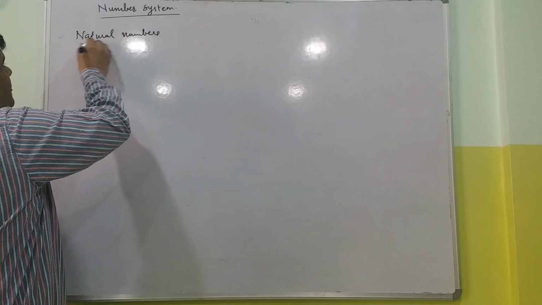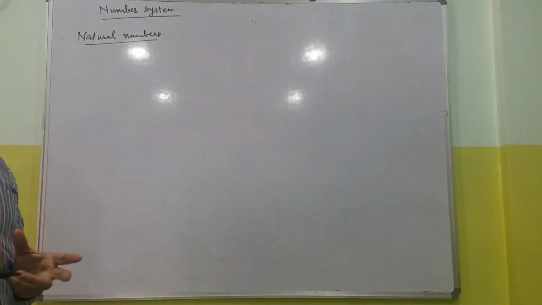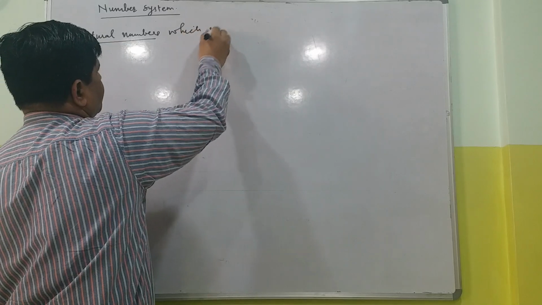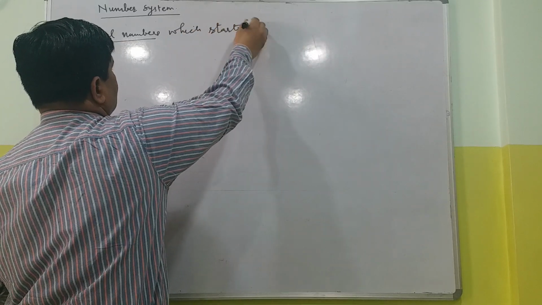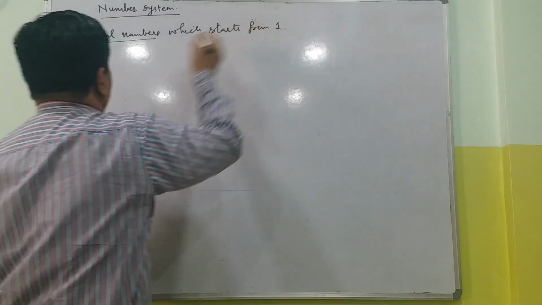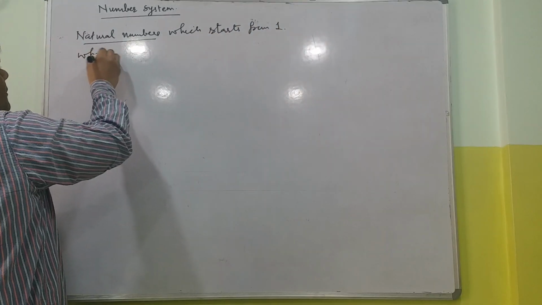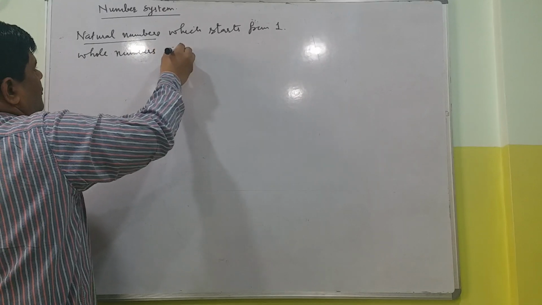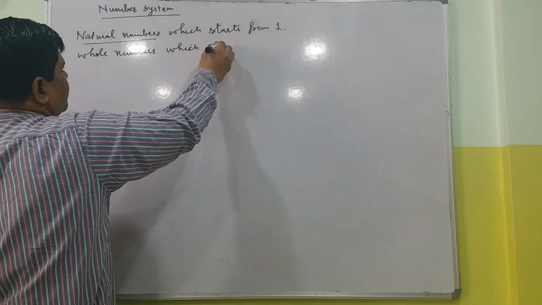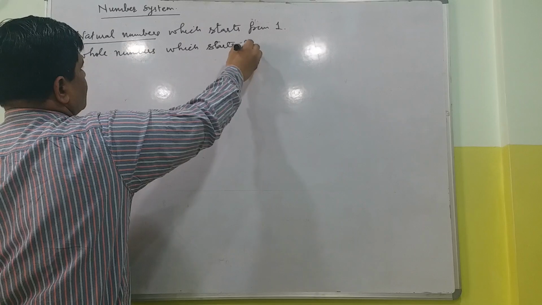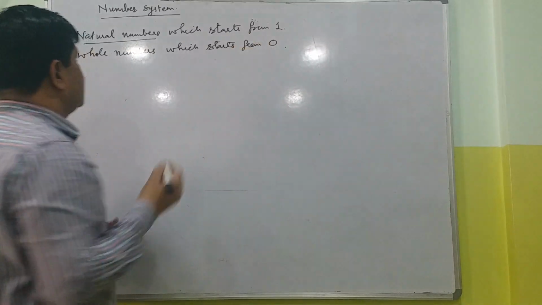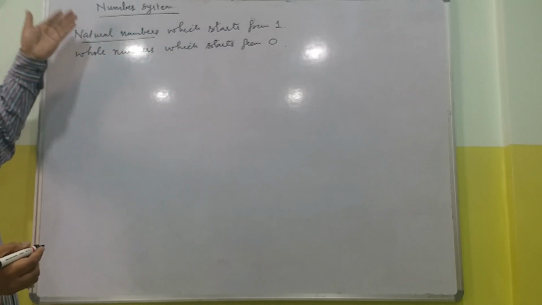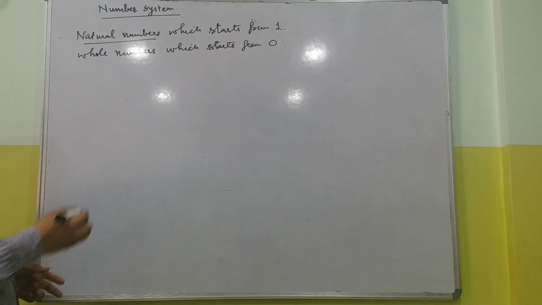Natural numbers are those numbers which start from 1. Then whole numbers. Whole numbers are those which start from 0. So you can say all natural numbers are whole numbers, but all whole numbers are not natural numbers.